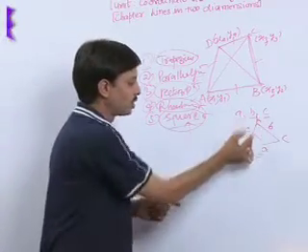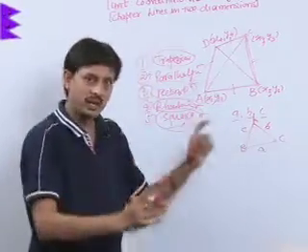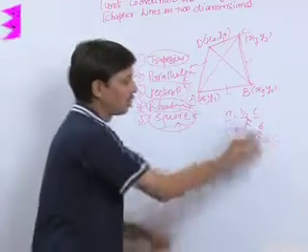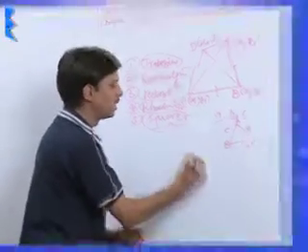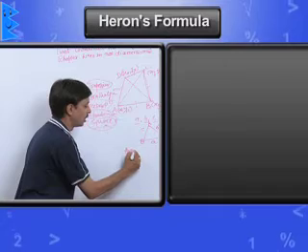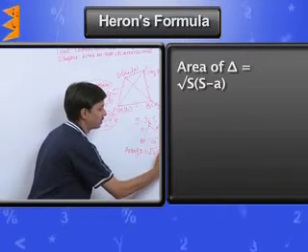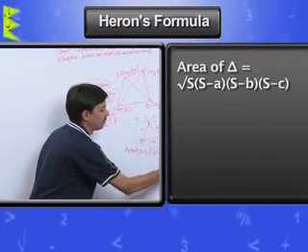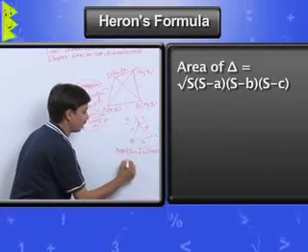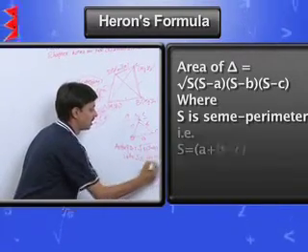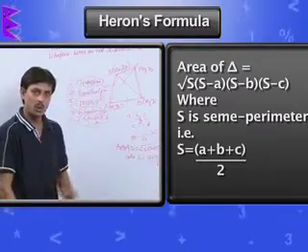So by using the distance formula, we can calculate the length of the sides. If the lengths of the sides have been calculated, by using Heron's formula we can say the area of a triangle equals the root of s(s minus a)(s minus b)(s minus c), where, as you all know, s is the semi-perimeter, that is, the sum of all three lengths upon 2.